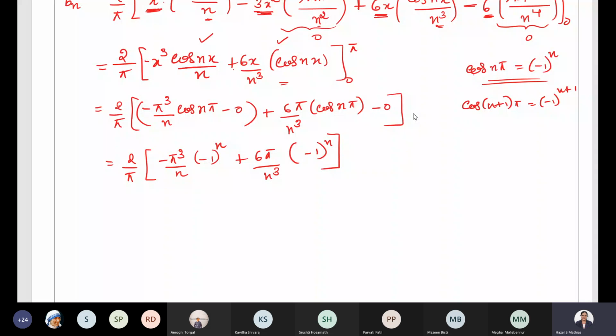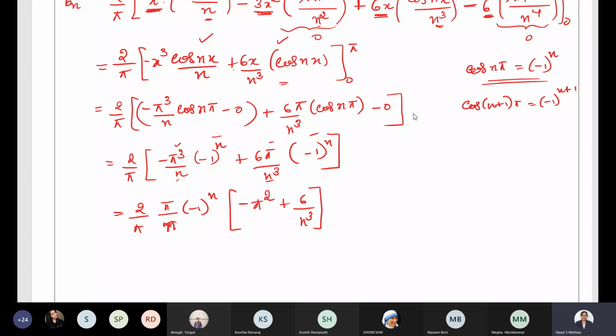So which is a common term? You can take out the common term here. Pi by n. So we have here 2 by pi which is already there. Pi by n into minus 1 power n. See, pi by n minus 1 power n is a common term. So you can take pi by n minus 1 power n outside. If you take that outside, what remains? Minus pi square. And here 6 by n cube. Am I correct? We have taken pi by n, so pi square remains. Here also, pi by n, it will be n square, correct?